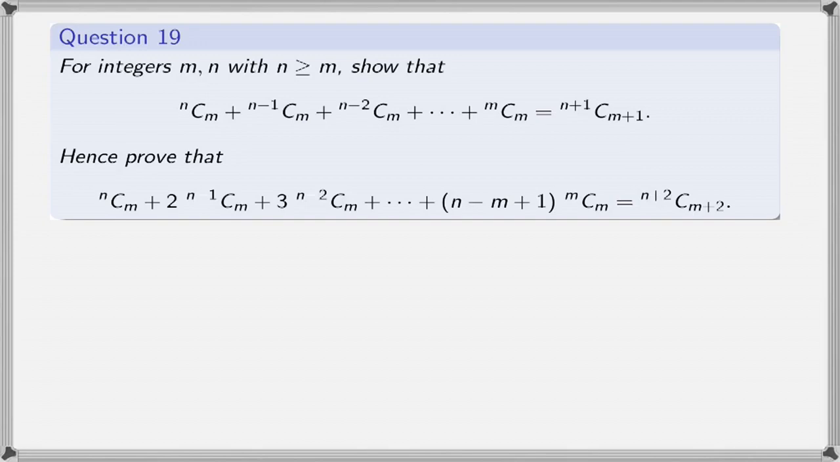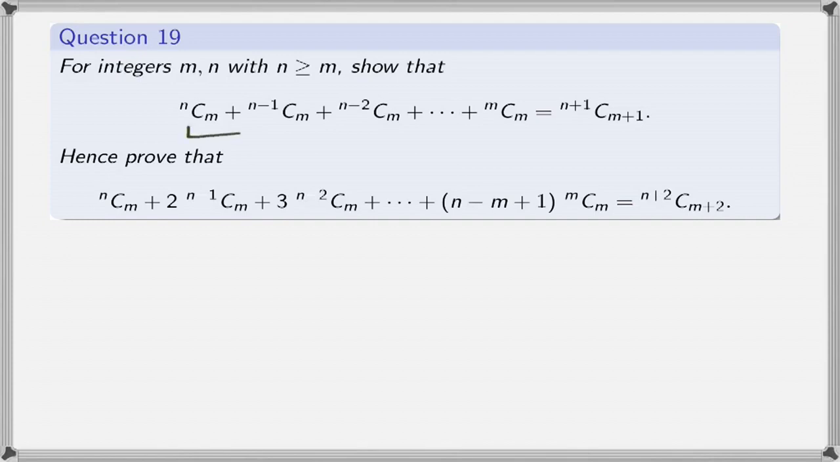For integers m and n with n bigger than or equal to m, we want to show that nCm plus (n minus 1)Cm plus up to mCm is equal to (n plus 1)C(m plus 1). Using that, we shall show nCm plus 2 into (n minus 1)Cm plus 3 into (n minus 2)Cm plus up to (n minus m plus 1) into mCm is equal to (n plus 2)C(m plus 2). Let us begin with the first part of the problem.